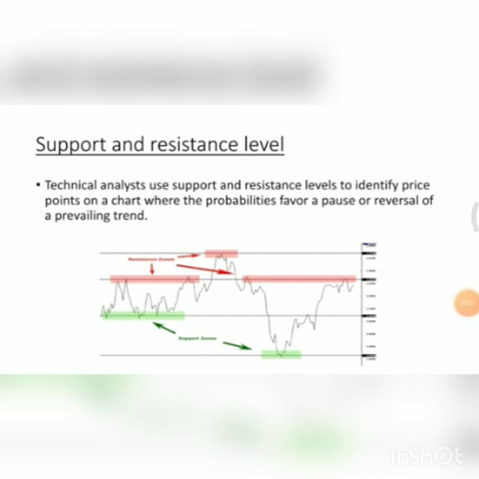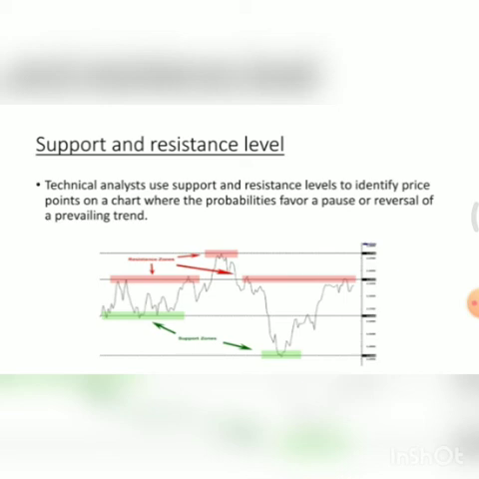Support and resistance level. Technical analysts use support and resistance levels to identify price points on a chart where the probabilities favor a pause or reversal of a prevailing trend. So in the market, we can see an increasing or decreasing trend for the value of the asset. Here, the trend is paused at certain zones. Those are indicated by resistance zones and support zones. At these zones, we can identify the price points.